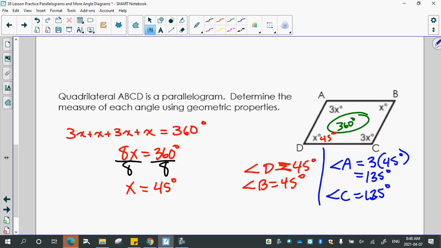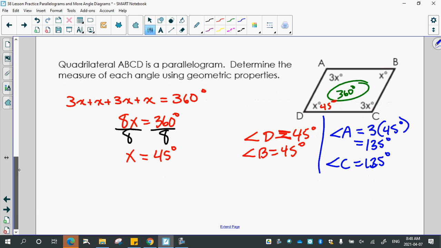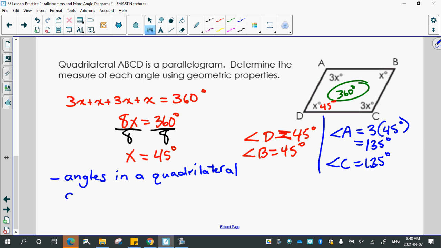And we didn't really use parallelogram here. We used the property that angles in a quadrilateral add up to 360. And a parallelogram is a quadrilateral. Quadrilateral means 4 sides, not necessarily parallel. The angles add up to 360 degrees.